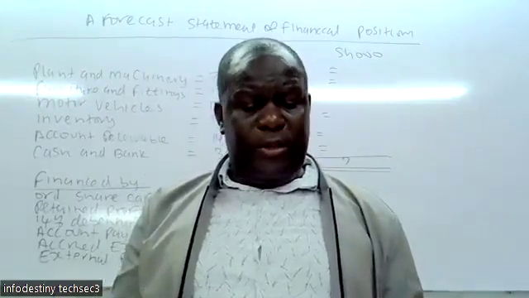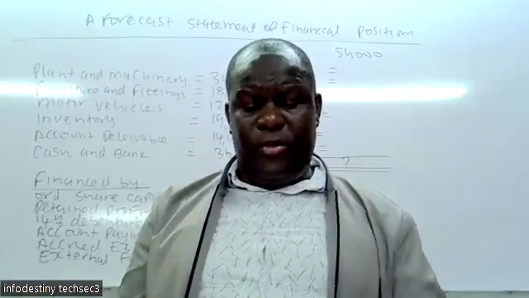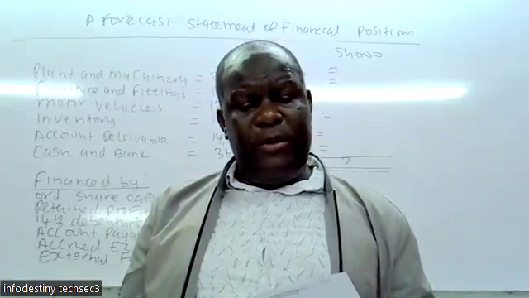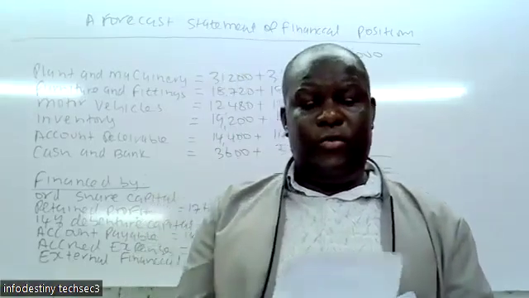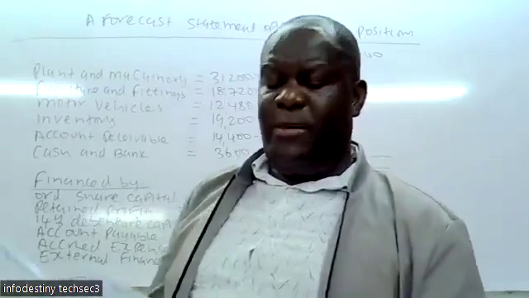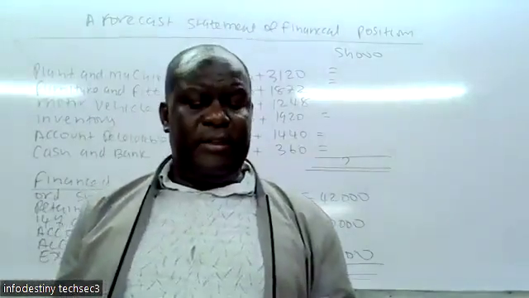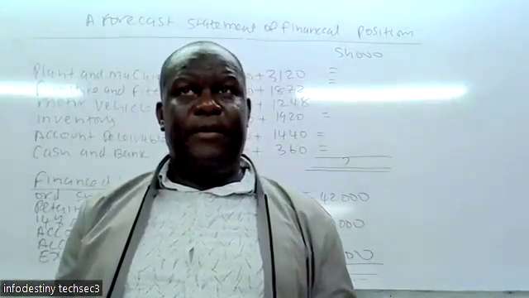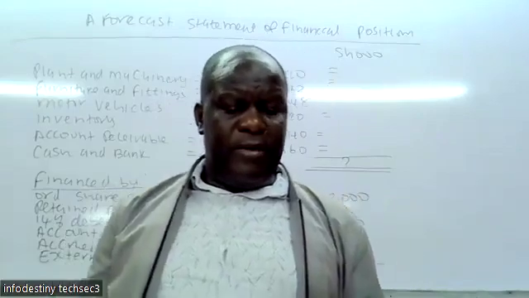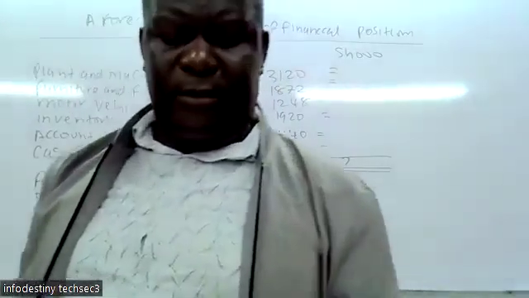So that part was tested in August 2022. So also check August 2022, question number three, part A. Are you able to see question three, part A for August 2022? The question says to examine four shortcomings of the percentage of the sales method of forecasting.